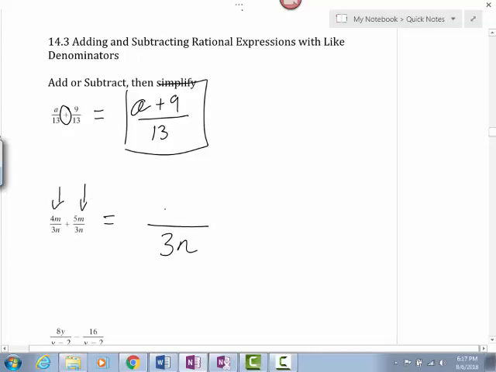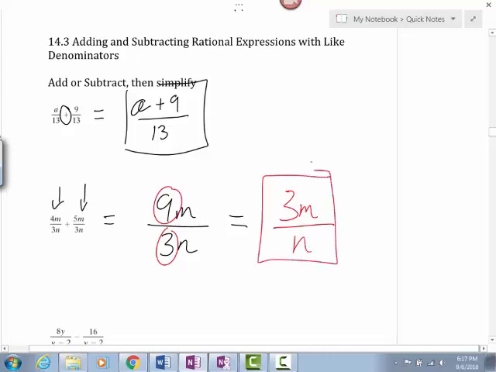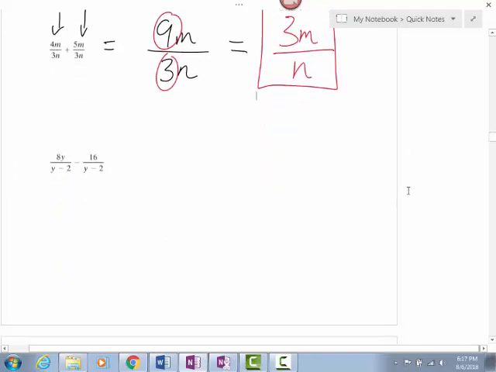4m plus 5m gives me a 9m. Now we can go ahead and reduce 9 and 3. So 3 goes into 9 3 times. 3 goes into 3 once. And so there's my answer, 3m over n. Let's take a look at the next one here.